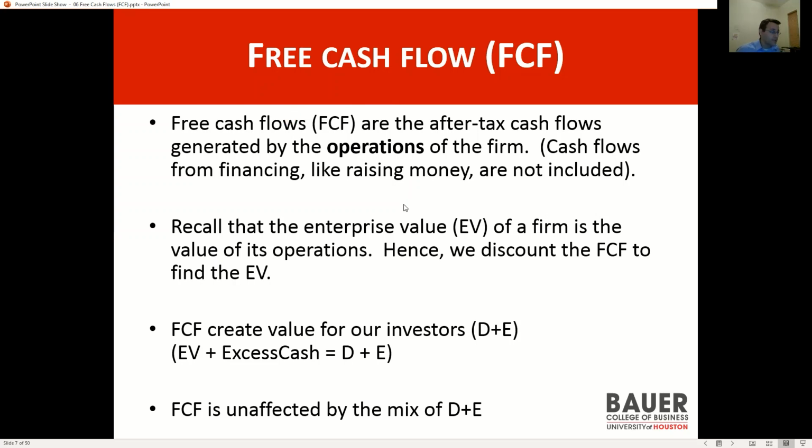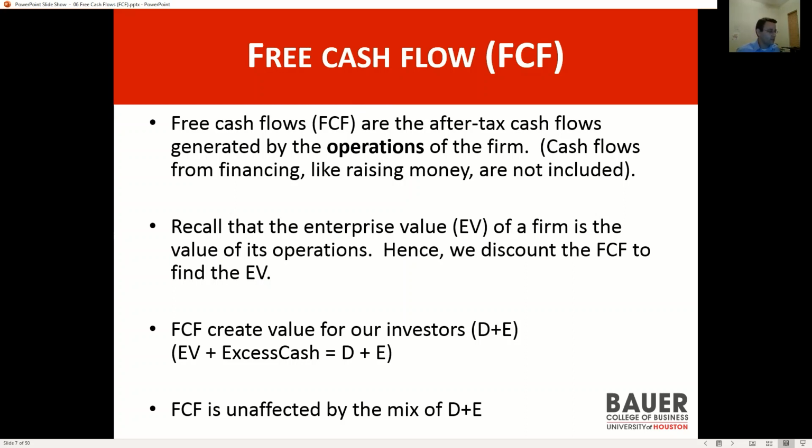If you recall from our last lecture, we introduced something called the enterprise value. We define that as the value of the company's operations, right? If you sell the line of business for a company, what would you get? You should be able to sell it for the enterprise value. So the enterprise value and free cash flows are intimately connected, right? We discount the free cash flows to get the enterprise value. The free cash flows are generated by the operations. The enterprise value is the value of the operations. So if we want to find the enterprise value, we discount the free cash flows.